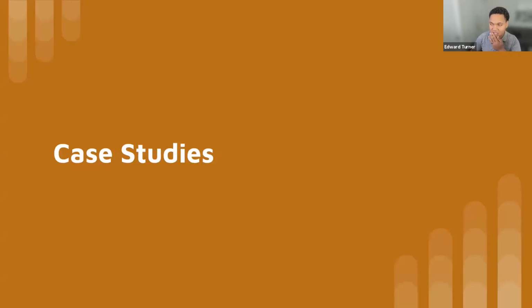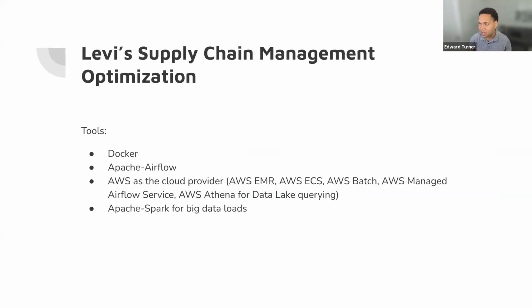Now we're going to have a couple of case studies here. One is actually dealing with Levi's supply management optimizations. And here we use Docker, Apache Airflow, and AWS, and Apache Spark for big data loads. So essentially we have a data extraction, your feature engineering, but then also your model deployment aspect. And there the model is deployed within a Docker setup deployed onto AWS ECS cluster. So essentially just a compute cluster. And there that enables us to process our information, send it over to the machine learning model, and then send that to another data source, which then a web API can pick up.